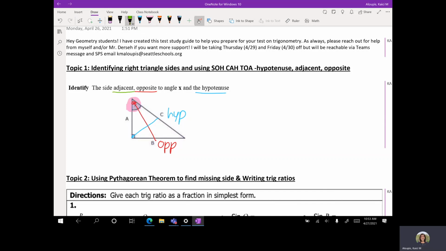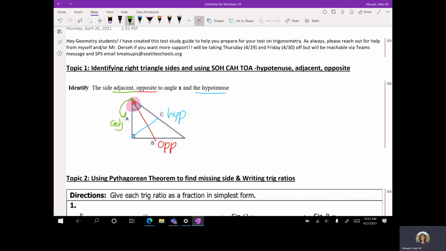The last one would be the side adjacent. The side adjacent to our angle X can't be the opposite side. It can't be the hypotenuse side. Adjacent means to be next to. When we look at our angle X, there are two sides that are next to it, but we already labeled this side as the hypotenuse, so it can't be that side. This side is our adjacent side with respect to our angle X.